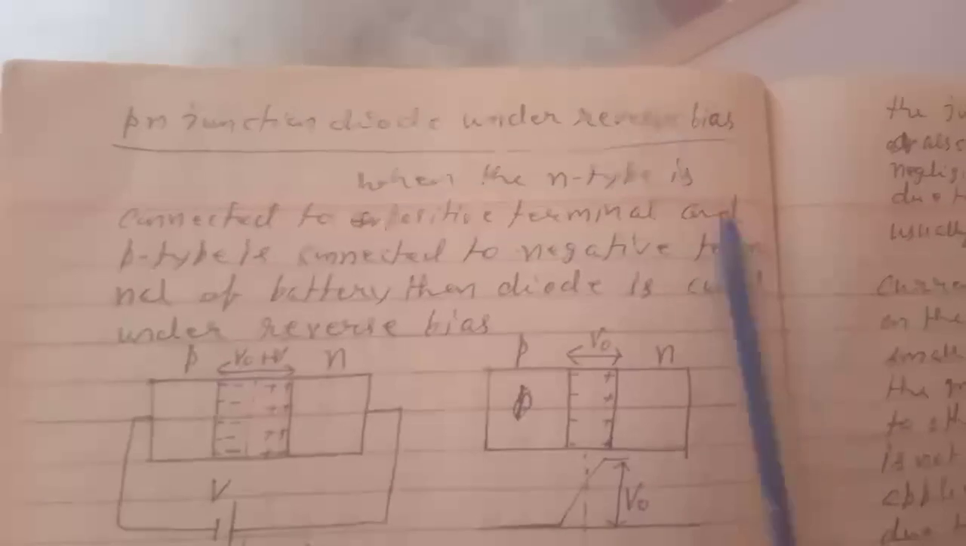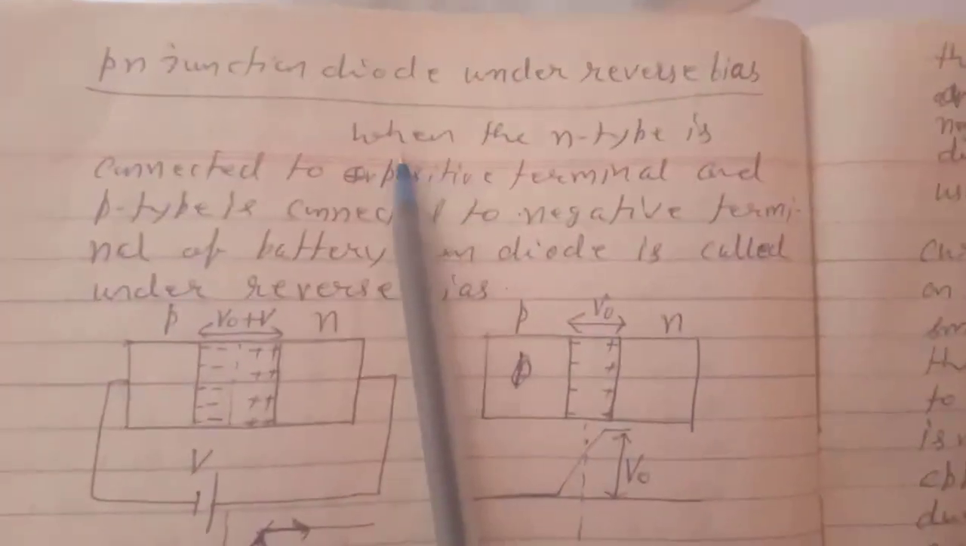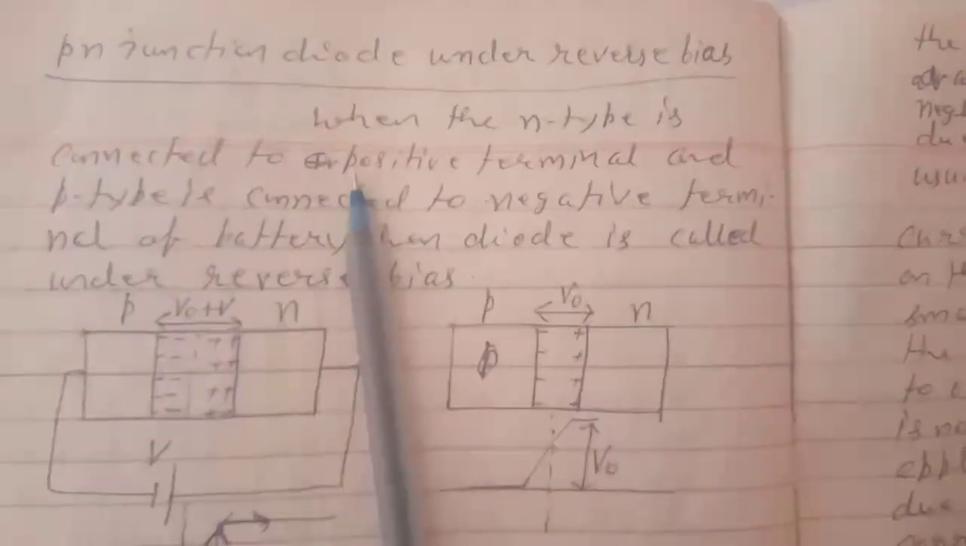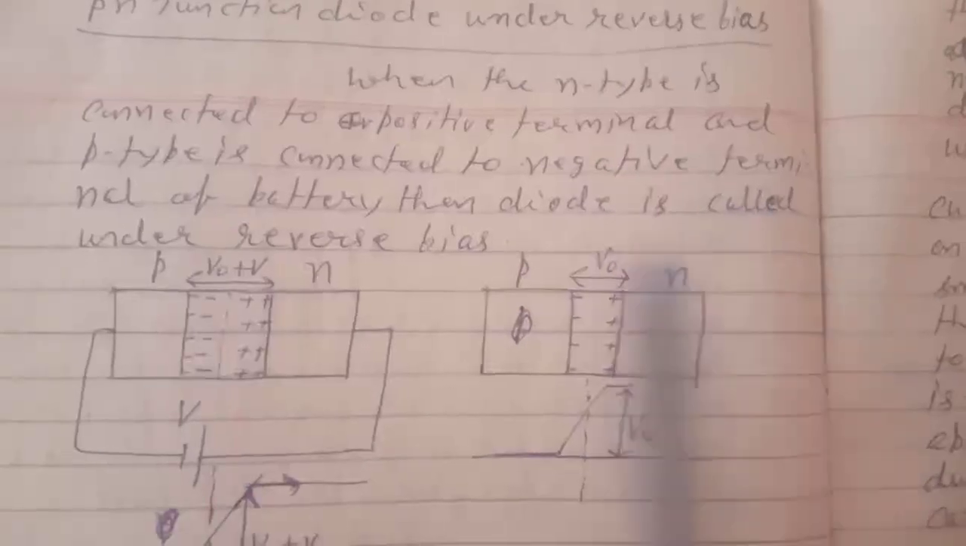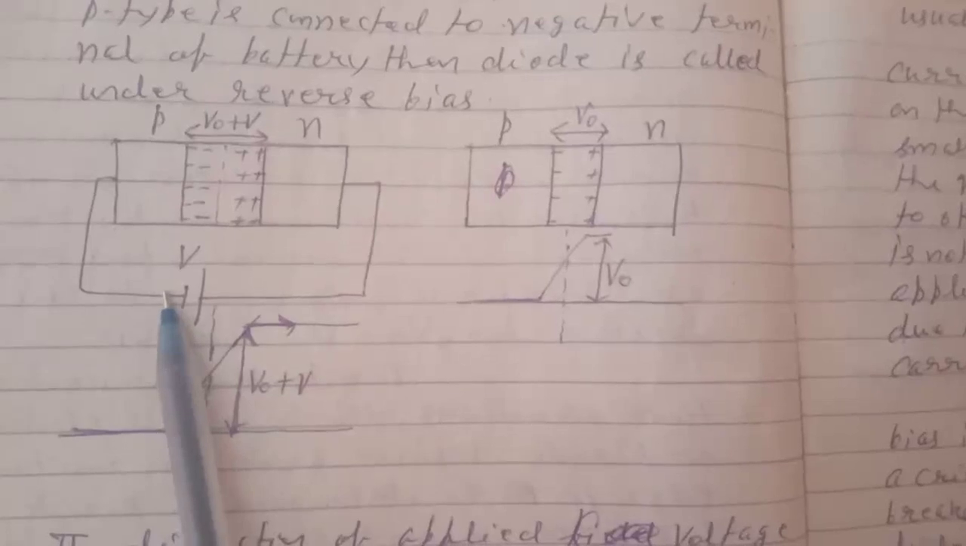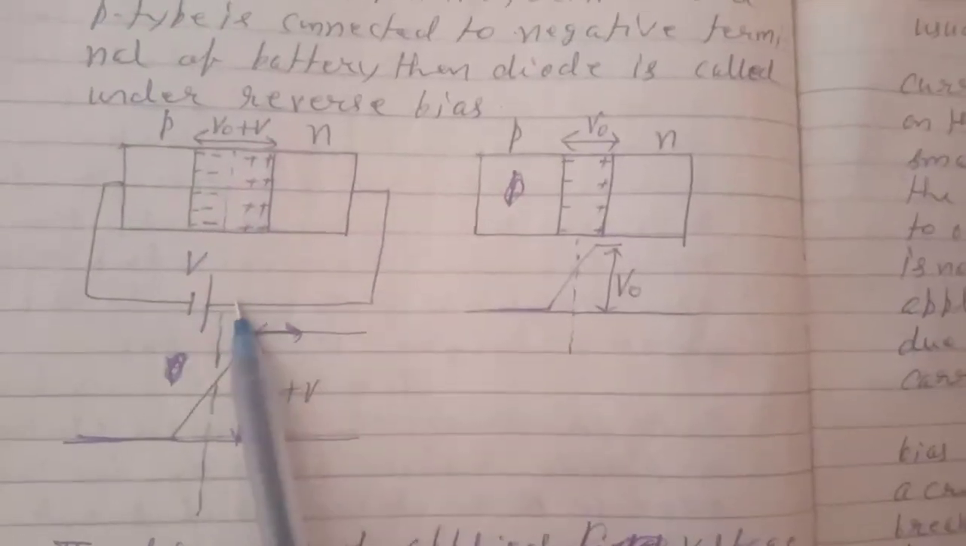PN junction diode under reverse bias. When the N type is connected to the positive terminal and the P type is connected to the negative terminal of the battery, then the diode is called under reverse bias. This is the case of reverse bias: the P type is connected to the negative terminal of the battery and the N type is connected to the positive terminal of the battery.